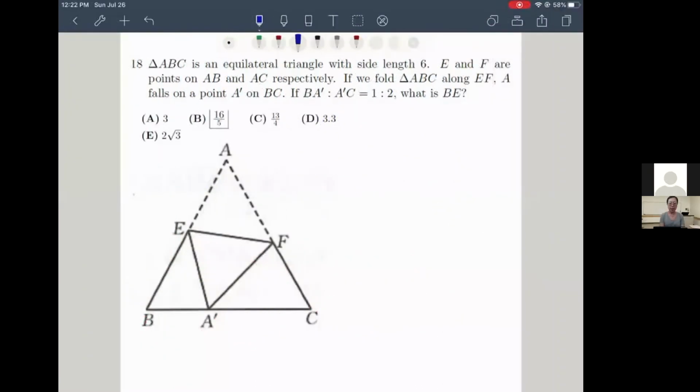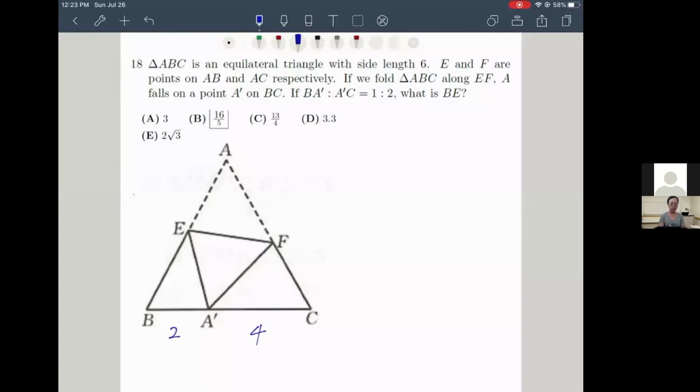Problem 18, we have an equilateral triangle ABC, side length 6. We have E and F. We fold ABC along EF so that A falls on the point A prime on BC. And we also know the ratio of BA prime to A prime C, which means BA prime should be 2 and A prime C should be 4, right? Okay, so what is BE?